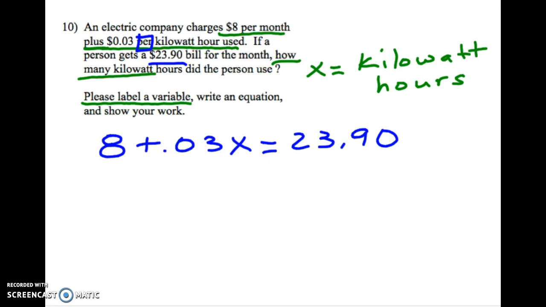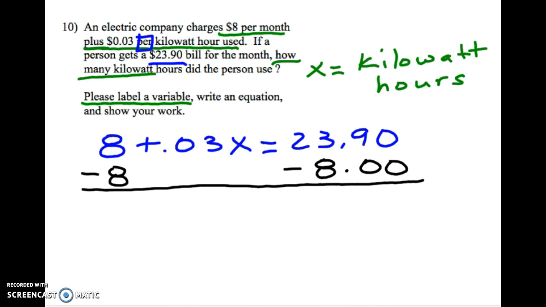Now that we have our equation, we're going to solve it. So we're going to subtract the $8. Please be careful where you put it. Notice it did not have a decimal point, so it's got to be subtracted from the 23. So if we get rid of that flat rate $8, we spent $15.90 for the kilowatt hour part.